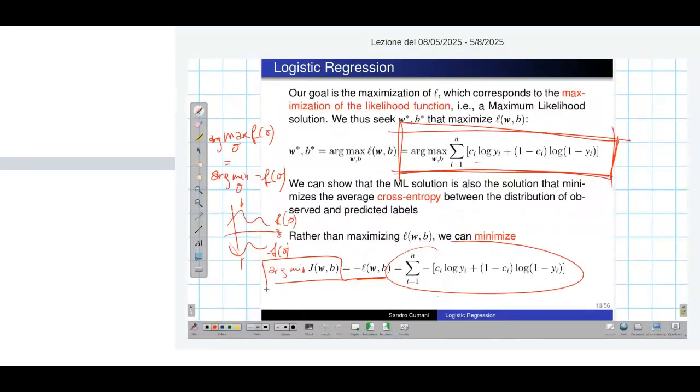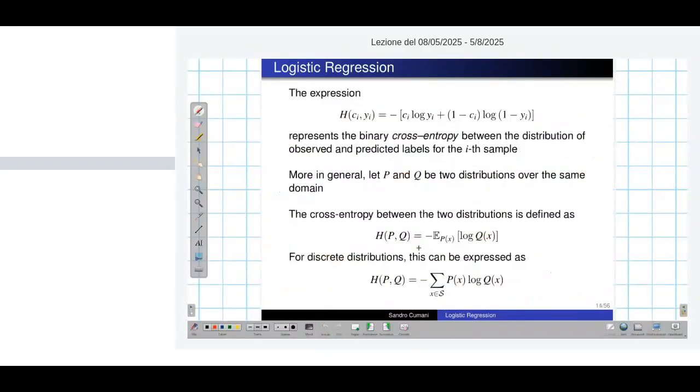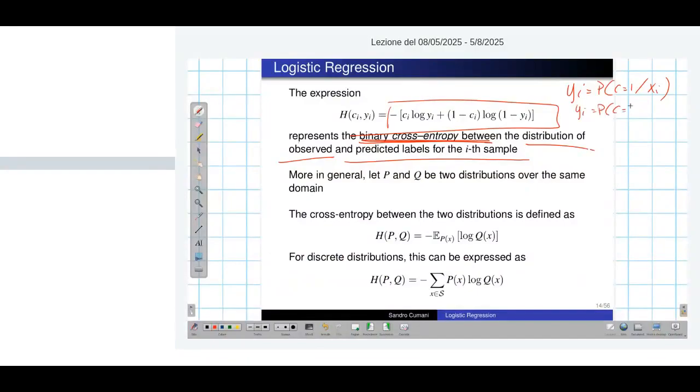Why would I want to minimize this expression? Because this is a sum over samples of a quantity that has a particular interpretation. The quantity that is inside the summation, so for one sample, can be interpreted as a binary cross entropy between what is called the distribution of the observed and predicted labels. What do we mean? We mean that yi is the probability of class 1 given xi, according to our recognition model R. Ci is the actual label. So Ci represents in some way, we will see how, the distribution of the actual labels of my dataset.